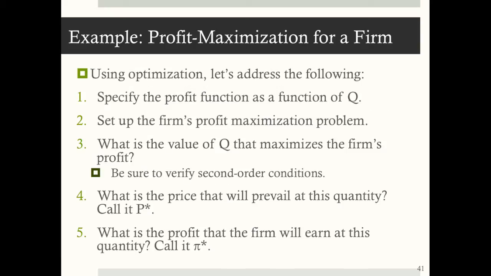Using optimization techniques, let's address the following. First, specify the profit function as a function of quantity. 2, set up the firm's profit maximization problem. 3, what is the value of Q that maximizes the firm's profit? We have to ensure the second order conditions hold so that this is indeed a maximum. 4, what is the price that will prevail at this quantity? Call it P star. And then 5, what is the profit that the firm will earn at this quantity?